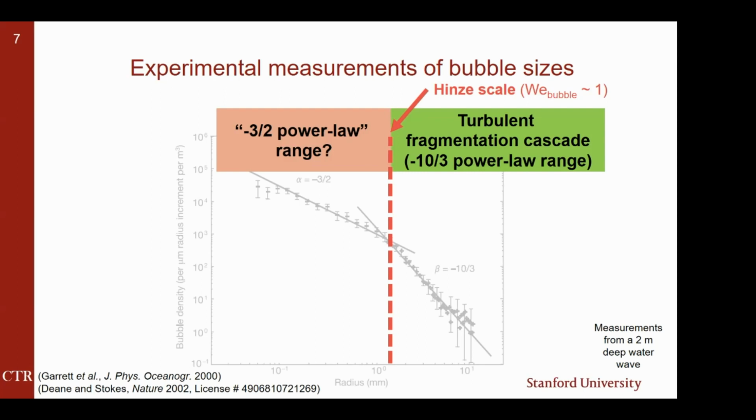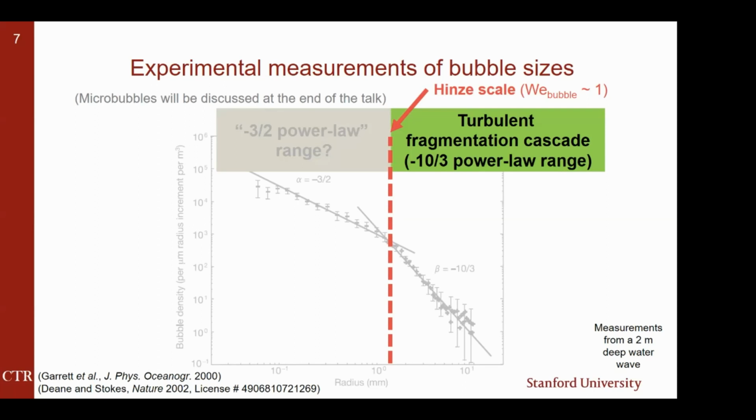Below the Hinze scale, capillary effects dominate, but this negative 3/2 is in quotation marks because the experiments and simulations have not yet come to a consensus on how these bubbles are formed. So we'll leave these bubbles to the end, but we'll come back to these microbubbles in the last few slides. So right now, let's focus on this fragmentation cascade. So people believe that it exists, but there's still some uncertainty around it, which I will describe later.